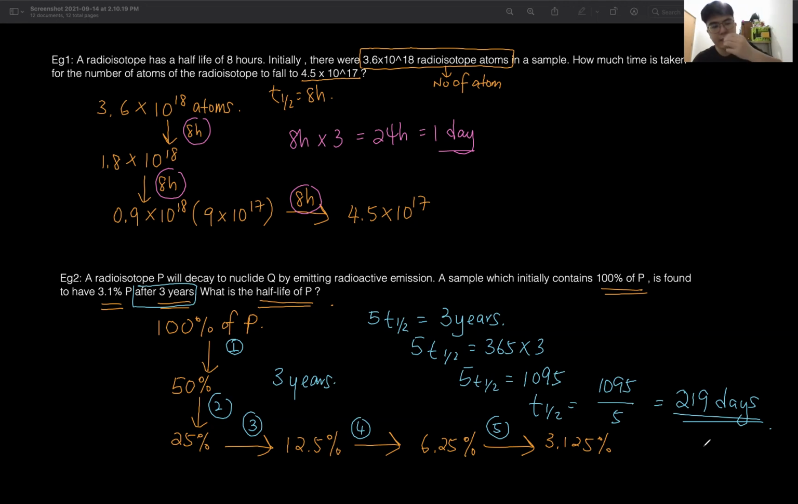It takes 219 days for the isotope P to decrease to half of the value. Another 219, half again. Okay, so this is why after the explosion in Chernobyl, the nuclear reactor explosion, it sends out all the radioactive material into the atmosphere, in the soil, in the river, in the air. All this radioactive material has a very large half-life. Their half-life is very long.